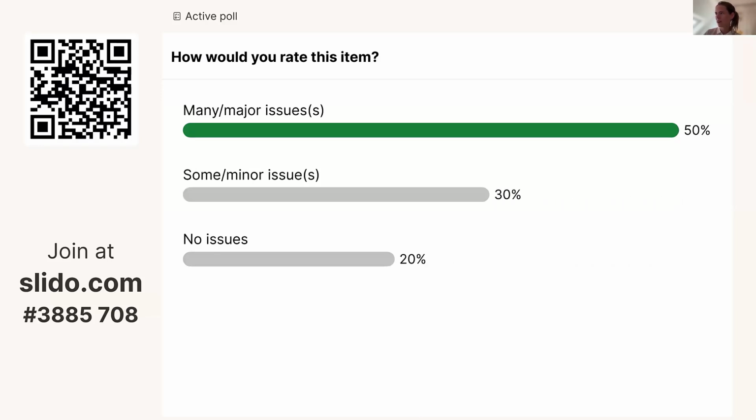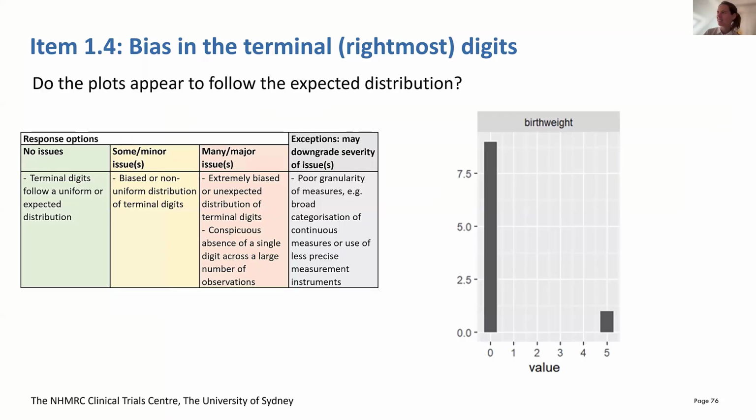Interesting. So we have a few saying some minor issues, some say many major issues. Great. So this is actually an example where at first you look at this and you think, oh my God, something's gone seriously wrong. It must be a major issue.